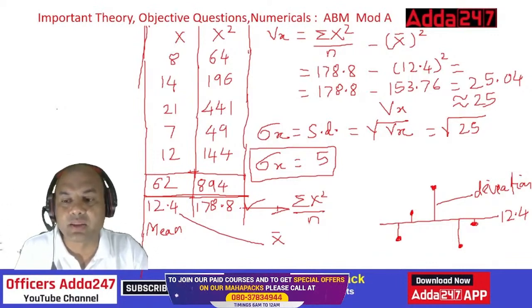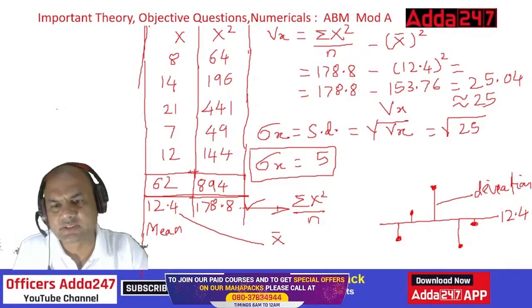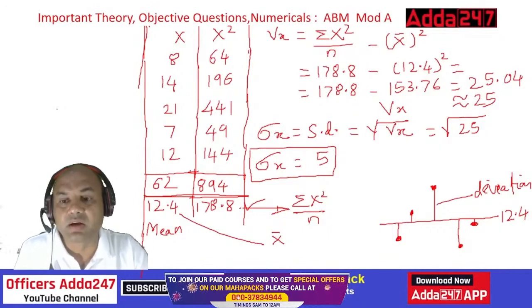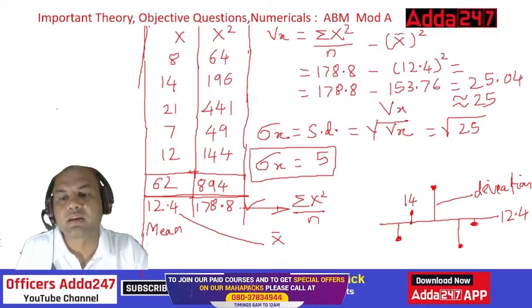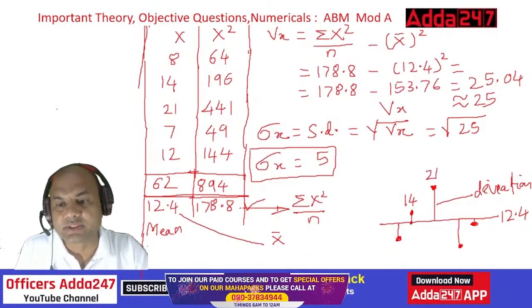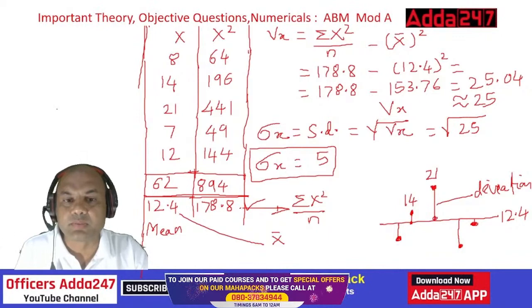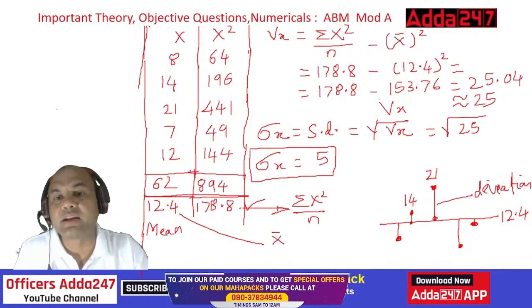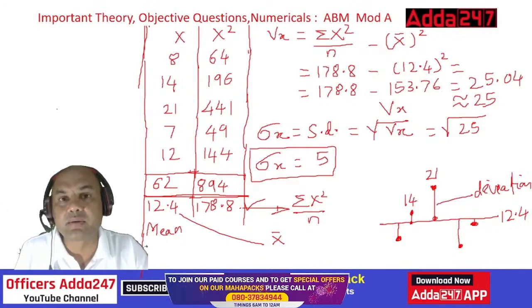Suppose I take the difference: 21 minus 12.4, which is about 8.6. Similarly, 14 minus 12.4, which is 1.6. Similarly, 12.4 minus 8. I'll take each of these differences, add them and divide by the number of elements, and I'll get the standard deviation.